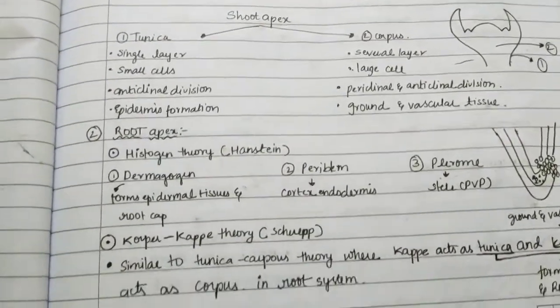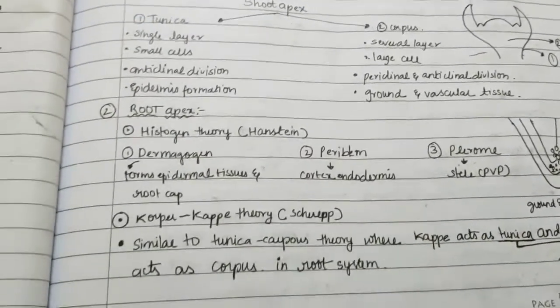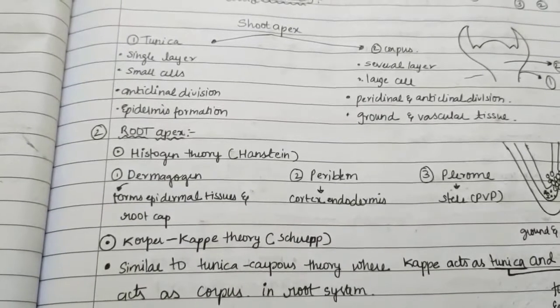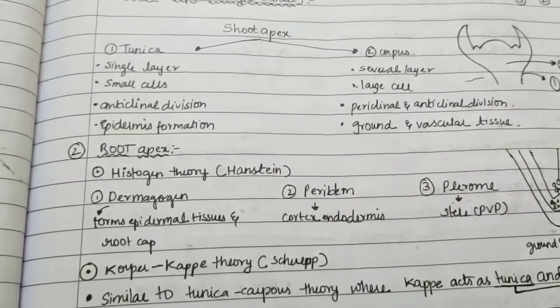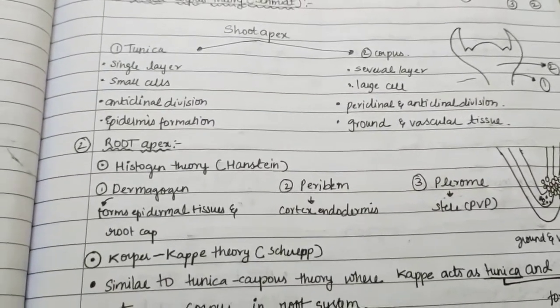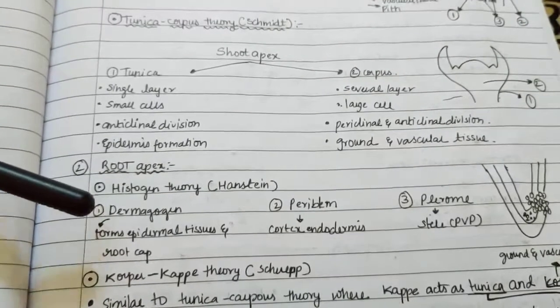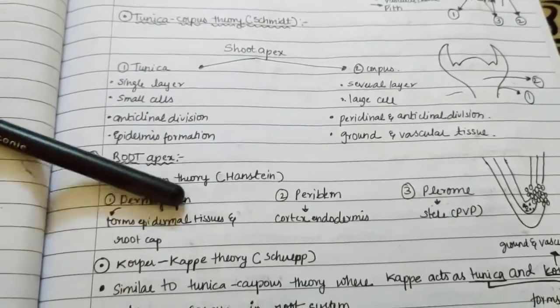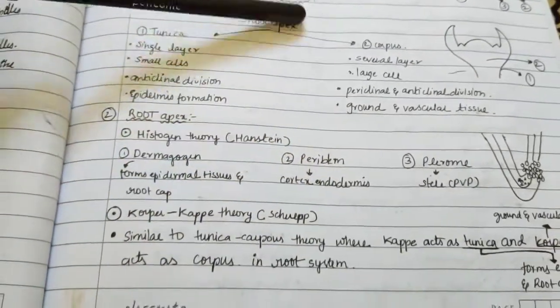Then root apex. In the root apex, the first theory is the histogen theory by Hanstein. It is the same as the shoot apex theory. It has three layers: dermatogen, periblem, and plerome. Dermatogen forms epidermal tissues and root cap. Here periblem forms cortex and endodermis. Here stele forms PVP.